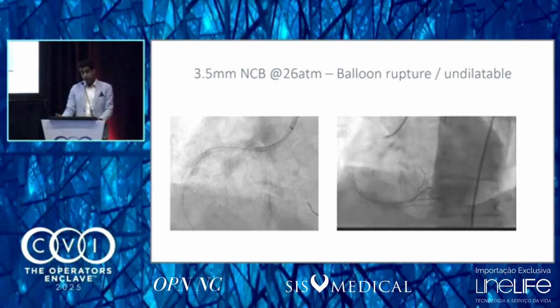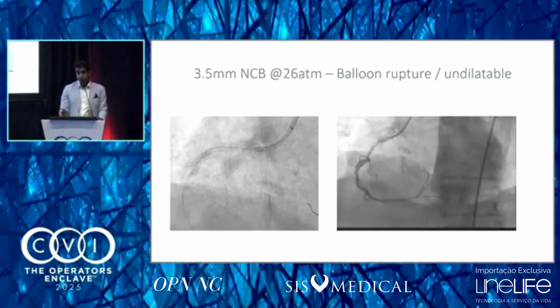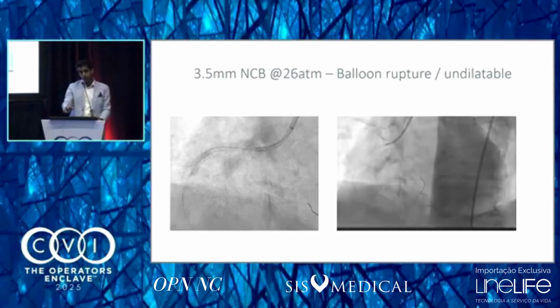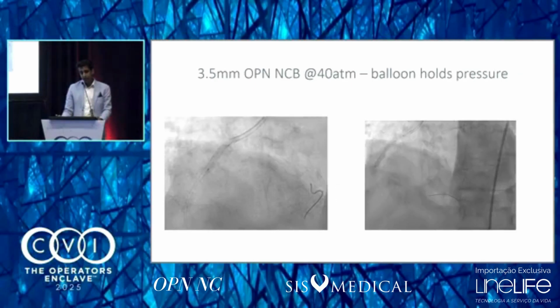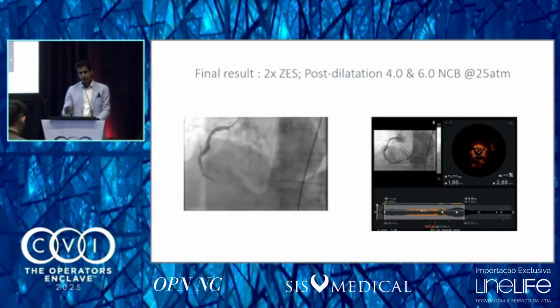So the question was, what do you do? This patient has already had rota. Do you come back with a bigger burr? And so the choice of the operator here was to take a 3.5 OPN NC up to 40 atmospheres, and it held pressure. And this is a double layer balloon, so often it'll be less likely to rupture than a standard NC or an IVL balloon. So I have used this successfully in this scenario.